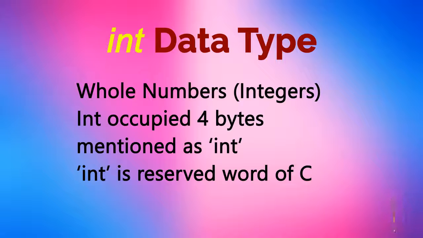The data type int is used to store whole numbers, integers. The integer type has a space of 4 bytes in memory. And it is mentioned as int, which is a reserved word of C. So we cannot use it as a variable name.